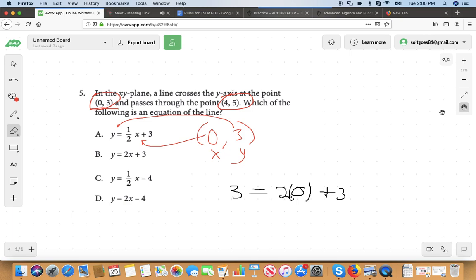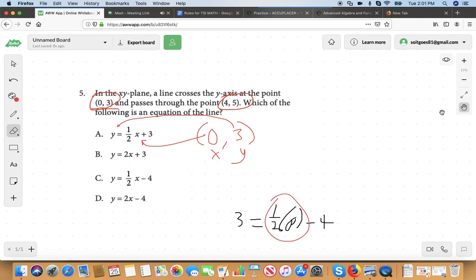Try plugging those values into C. So that's not true, right? That part is equal to 0, because anything times 0 is 0. So in a sense, it actually does disappear. And you get 3 equals -4, which is crazy. So we don't have to worry about answer choice C.